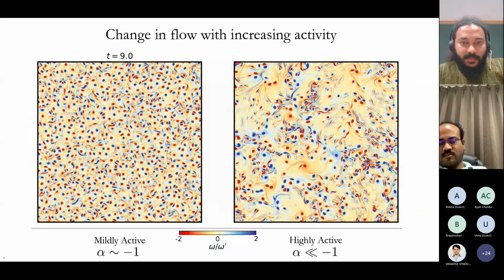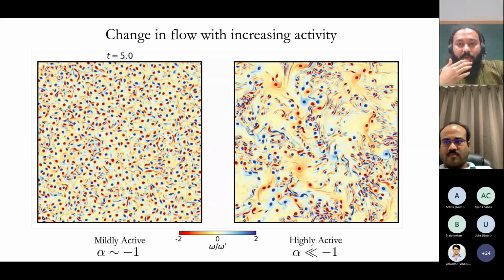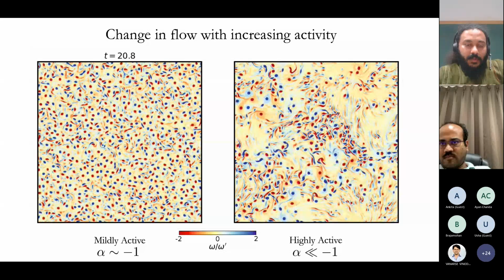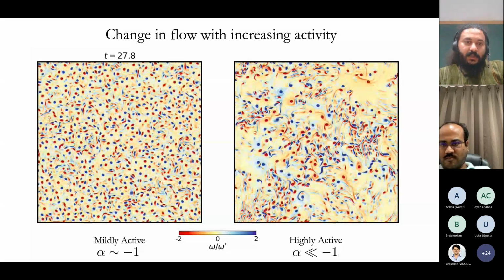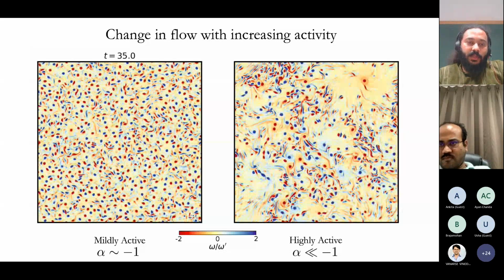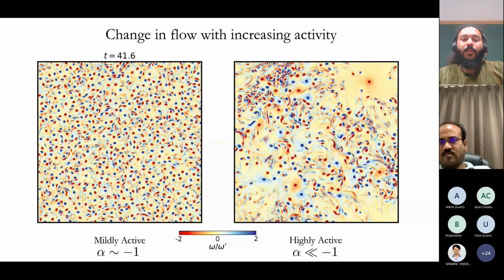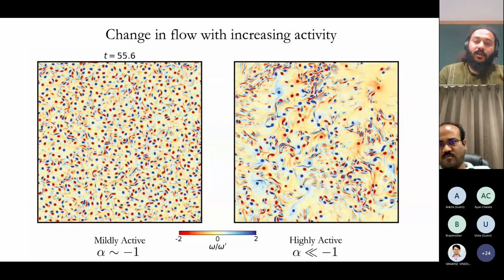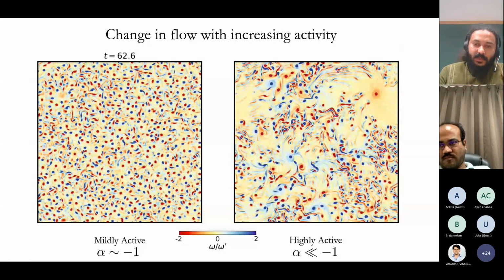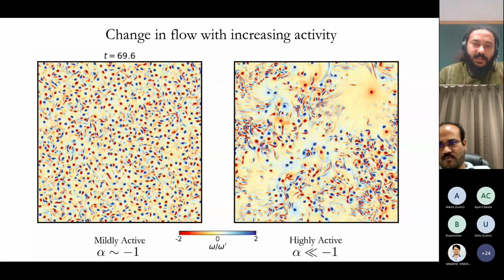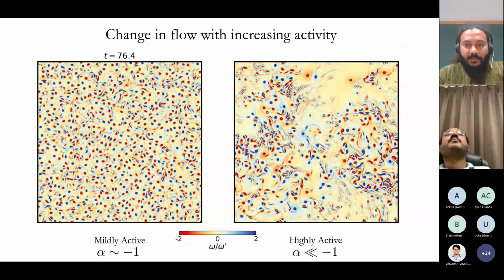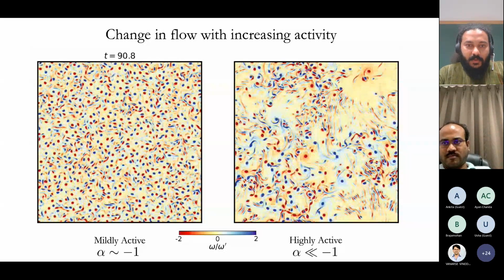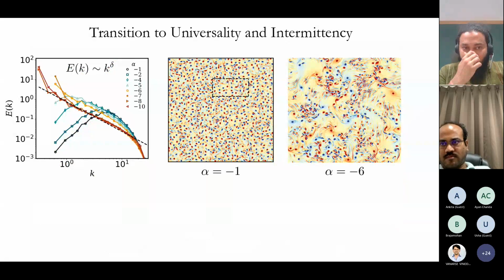So let's first look at the energy spectrum. But before that, I want to show you just visually what happens to the flow. And also, I want to point out that these numbers that we are using here for alpha are not necessarily very important. The main thing you need to know is that we have mildly active turbulence on the left, which is alpha, let's say around -1. And you have highly active turbulence where alpha is much lower than -1, let's say -6 or 7, something like that. So I'll use these terms in a slightly hand wavy fashion, but I hope it conveys what I want to show you. So let's look at the energy spectrum.